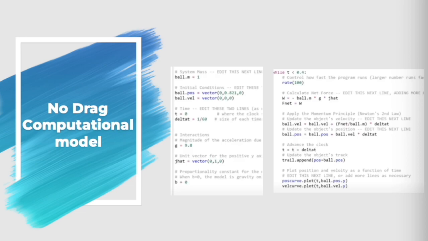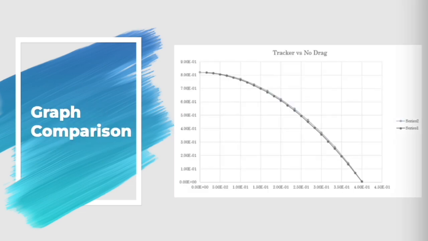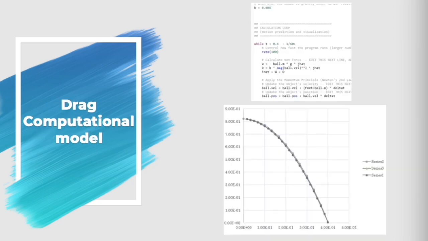Here are both graphs of the tracker video versus a computational model that includes no drag force, and as you can see, they are very similar. The computational model with drag included the drag force that was calculated by using B, and using trial and error, the magnitude of velocity squared times j hat to convert it back to a vector. We can then add the weight and the drag forces to obtain the net force.